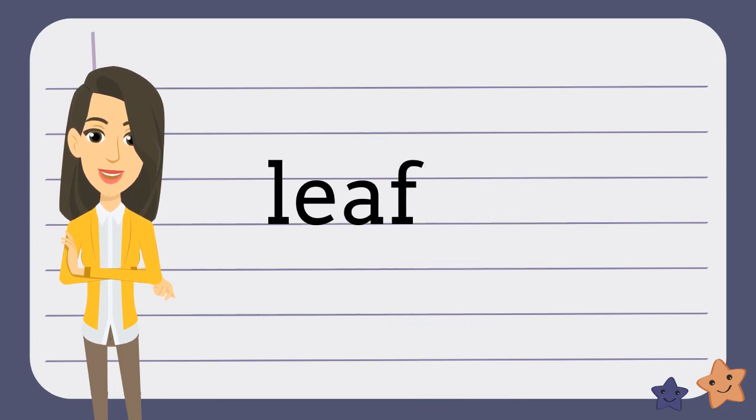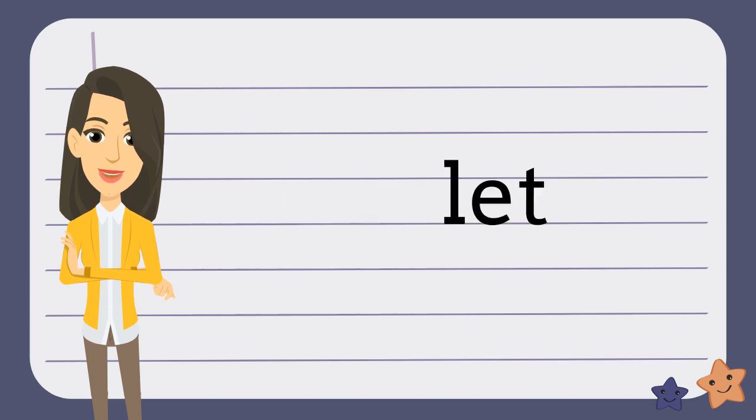The first part of the word is L-E-A-F. We know that if a syllable has a vowel team, it makes the long sound. So we would pronounce this leaf. The second part is L-E-T. We know that if a syllable ends with a consonant, the vowel makes a short vowel sound. So we would pronounce this let. When we put it together, we get the word leaflet.